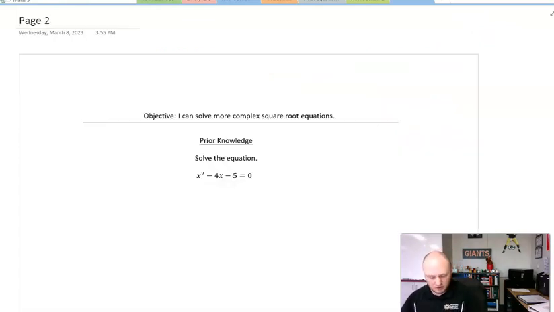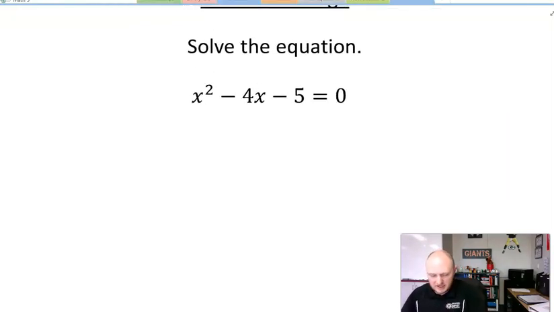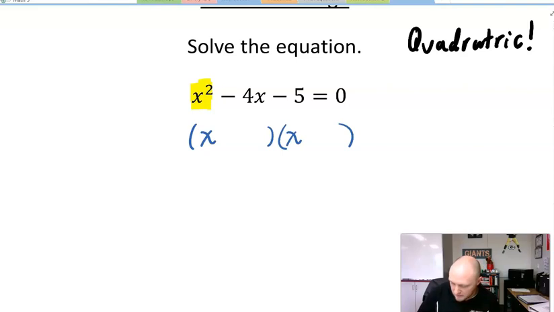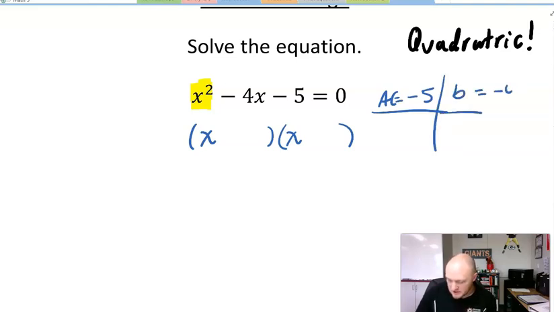For prior knowledge, we really want to look at this equation, and it's important that you can notice that this is quadratic. Very, very important that you know that this is quadratic, specifically because it has an x squared. So how we solve this is we go ahead and factor. I want factors of -5, my c value, that add up to my b value, which is -4. And that's going to be a -5 and a +1.